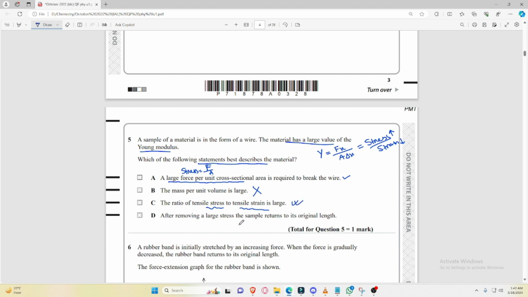After removing a large stress, the sample returns to its original length. This has nothing to do with Young modulus. So either this or this. Now I am saying that this one is more accurate. So option C is the answer.